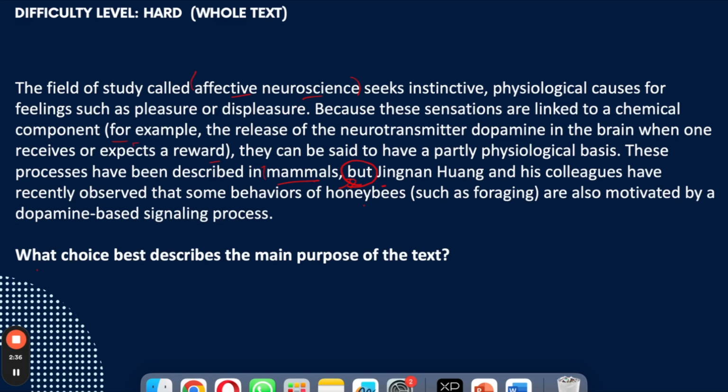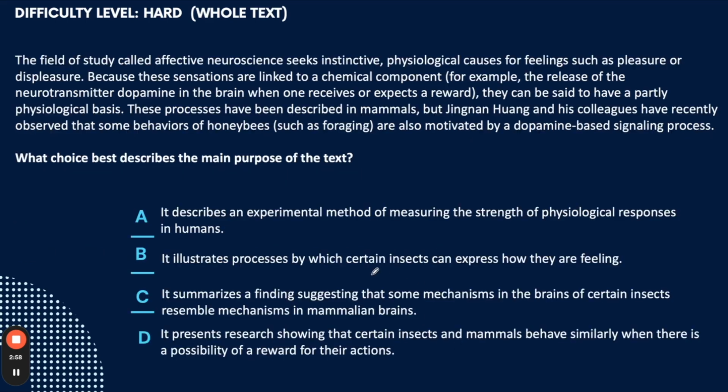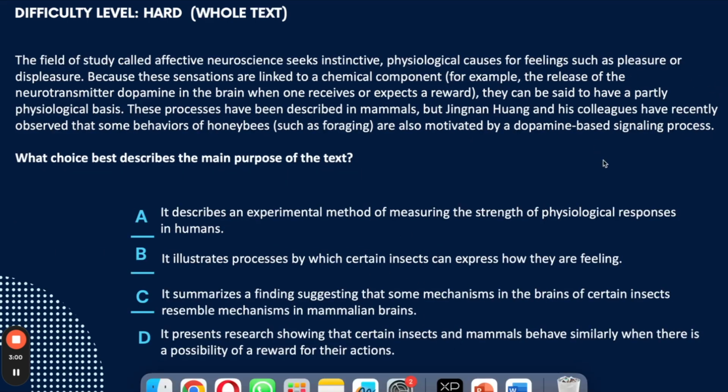Now, to say what this whole text is discussing, the topic is affective neuroscience. And why are we talking about affective neuroscience? Because it's trying to tell us that there are certain features that can be seen in mammals which are also observed in honeybees. With this understanding, we can move on to our option elimination stage. Let's read the first option.